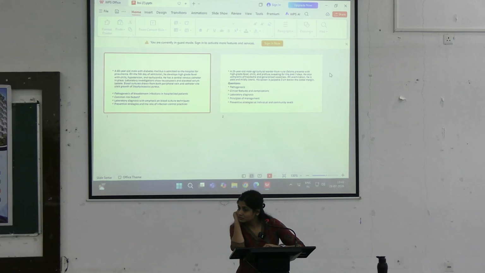A broad-spectrum antibiotic is given before the blood culture or collection of the blood for the blood culture. That is called the empirical therapy.